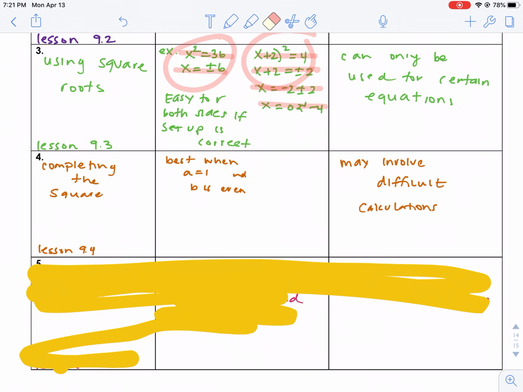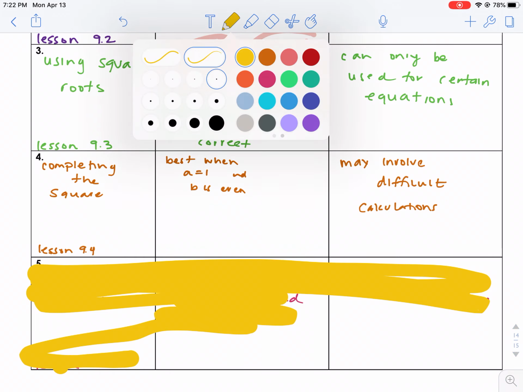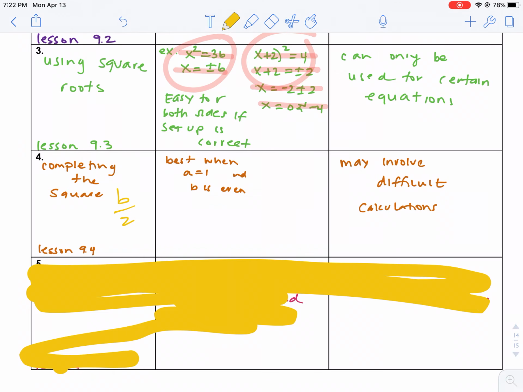The second to last one is completing the square. And so this was, again, where we took the b value, we cut it in half, and we squared it. And then we were able to follow up with taking square roots of both sides.